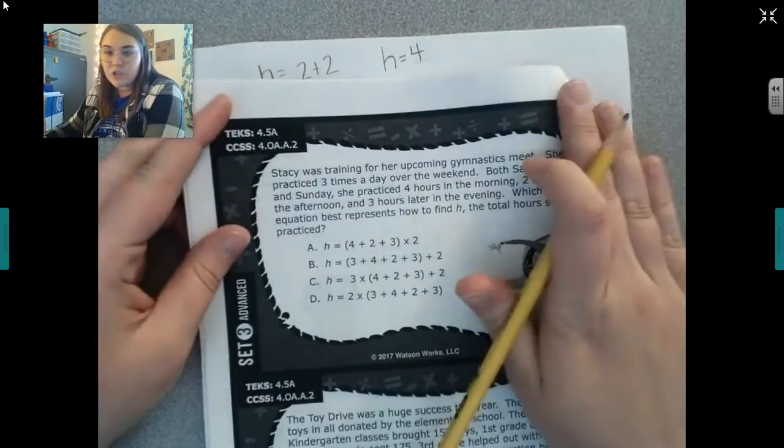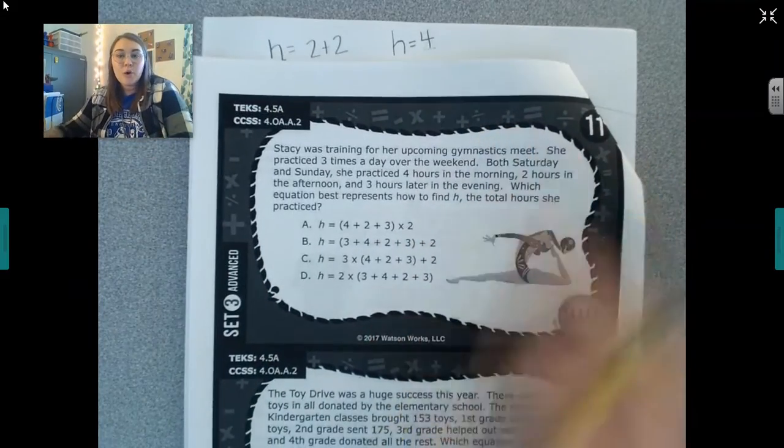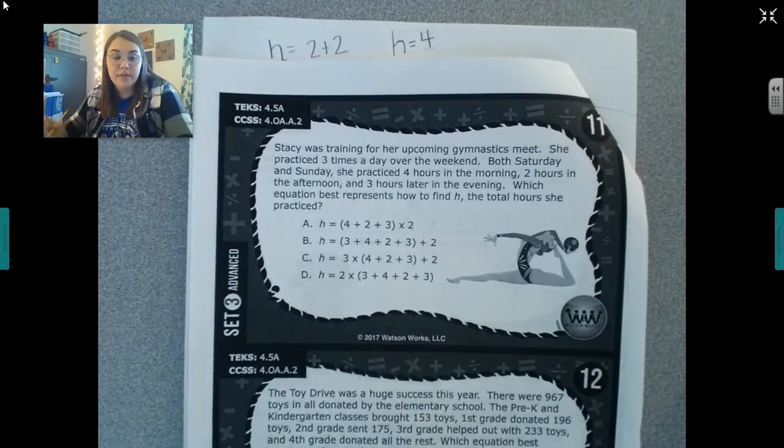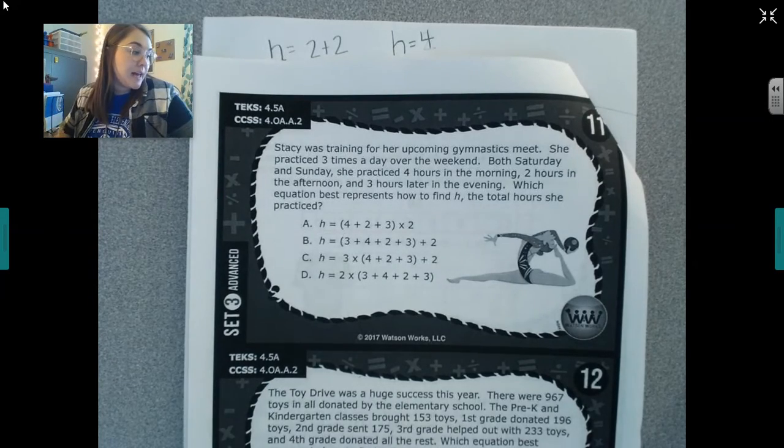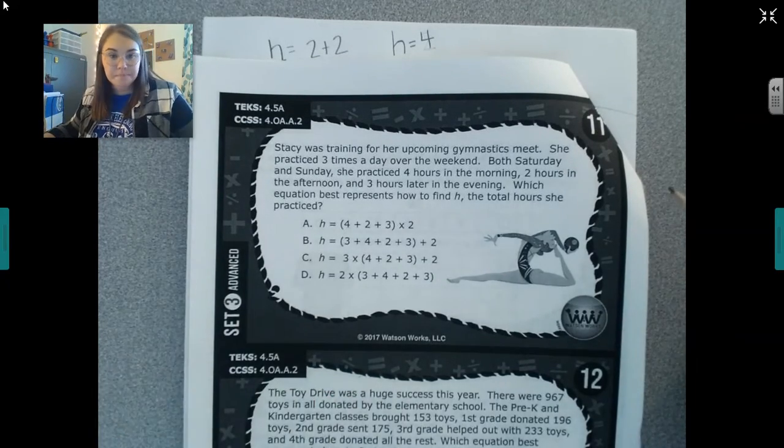So let's go ahead and start with this one. We're going to work through 4 example problems together, and then I'm going to give you your assignment, and it has 8 problems on there.